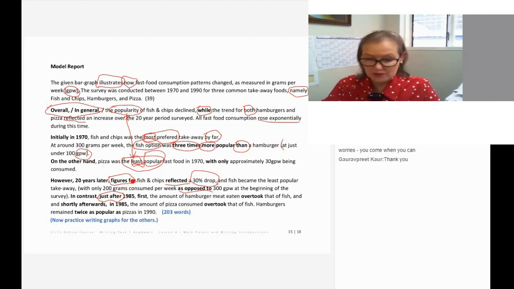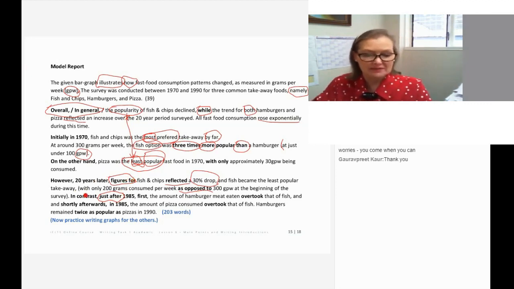So what you can do is take the other two graphs and practice writing. Practice writing a report for both the people, the bar graph and the table.